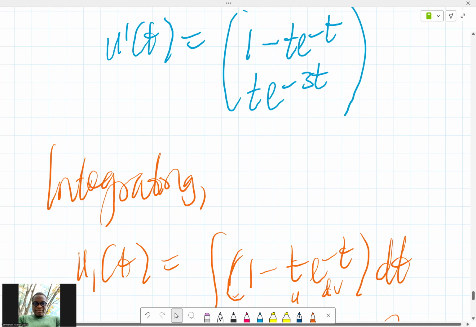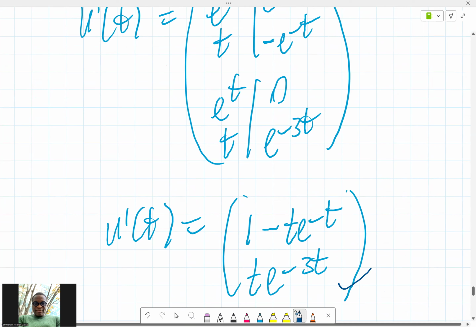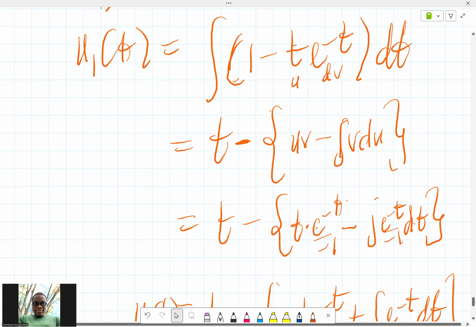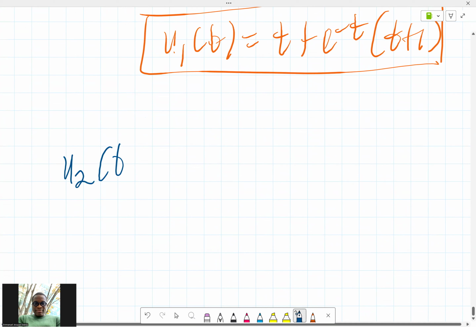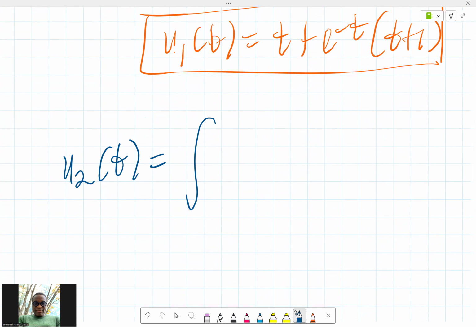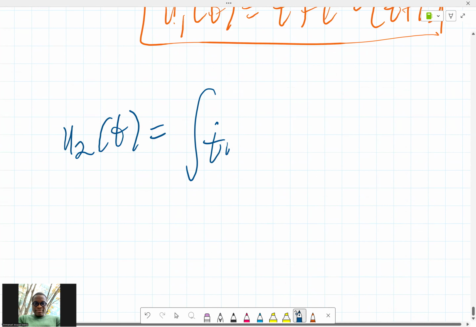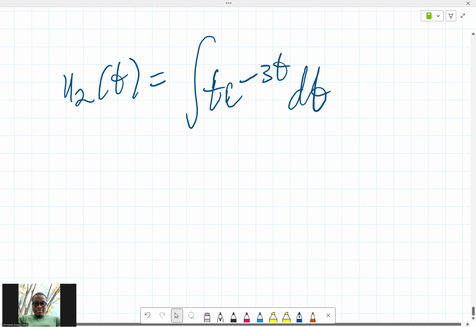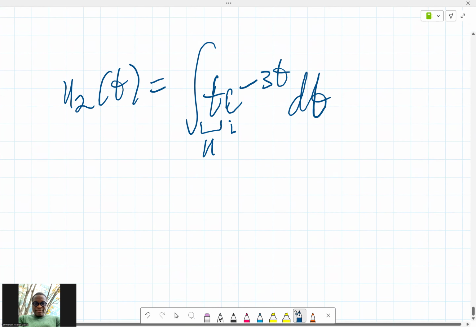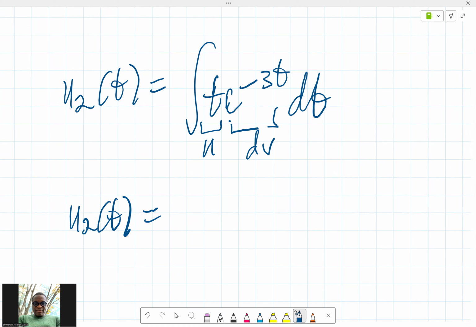Then we have u2 of t. So for u2 of t, we just pick this second one, right? So u2 of t will be the integral of t e raised power minus 3t dt. So we do integration by parts again. So again, our u is t, our dv is e raised power minus 3t. So u2 of t will just be uv minus integral of v du again.